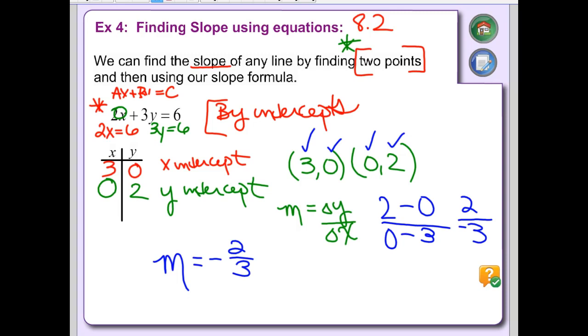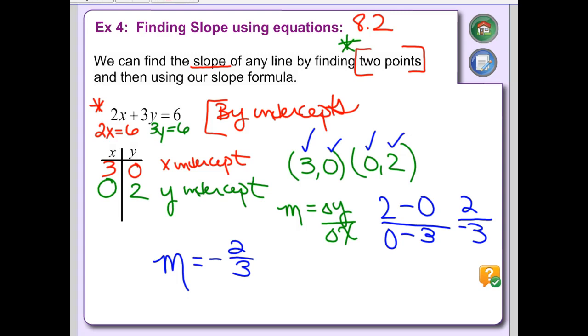Okay? A little bit long and drawn out. Just realize if they give me the equation in standard form and they want me to find 2 points and then use slope, that's the job. We find our x-intercept and our y-intercept, and then we use those 2 points to determine the slope.